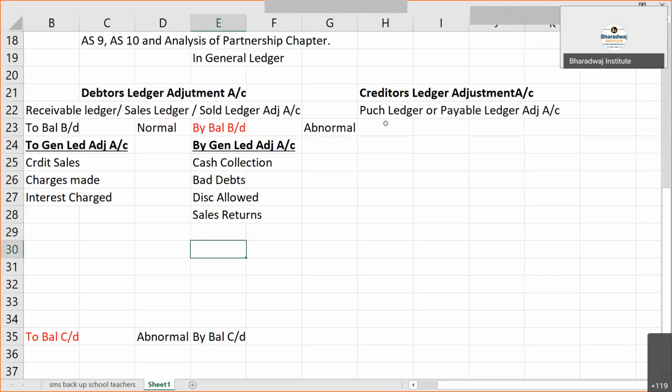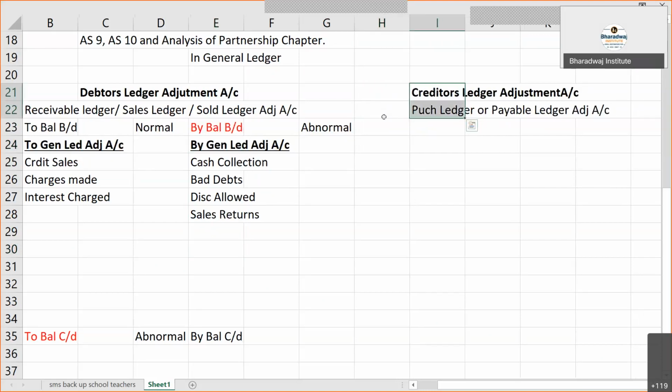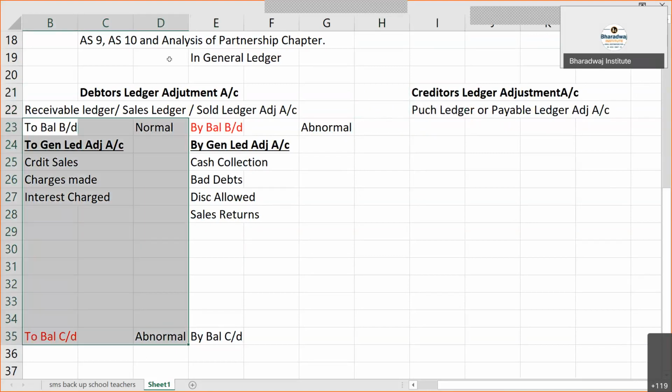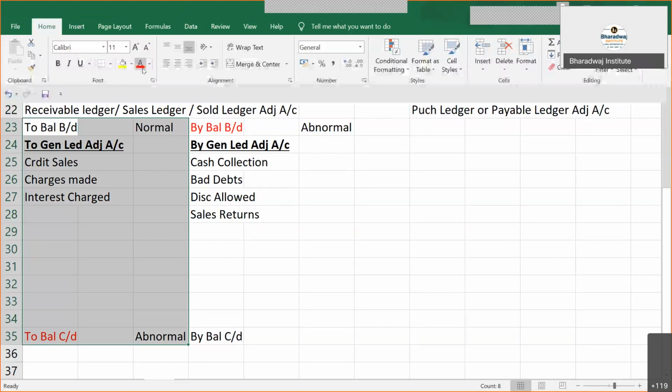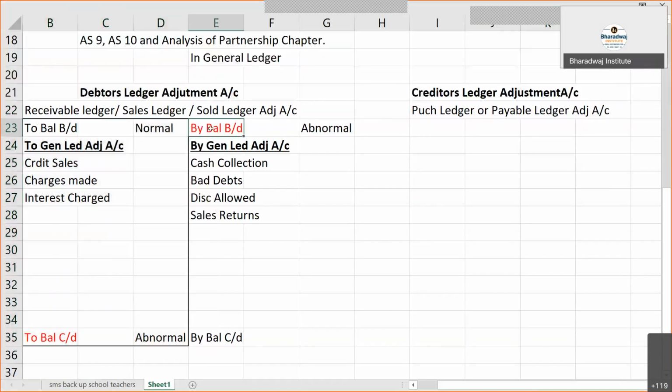Then there is a concept called transfer, which I will explain after some time. There's a concept of transfer from debtors ledger to creditors ledger. That concept I'll explain to you after some time. So this is nothing but a debtors account which we are preparing. For shortcut, remember this as a debtors account, that's all.